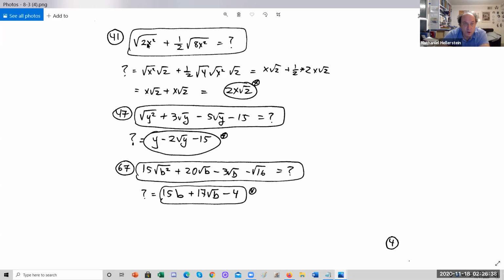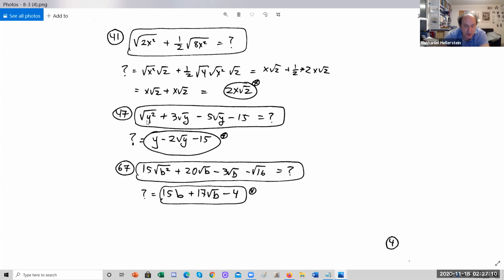Here we have root 2x squared plus a half root 8x squared. The square factor here is just x squared, so root x squared root 2. Have a 1/2. Largest square factor of 8 is 4, root 4 root 2, and root x squared. So this term is x root 2. This is a half of 2x root 2. Half and the 2 cancel. We're left with x root 2 plus x root 2 makes 2x root 2 for this one.